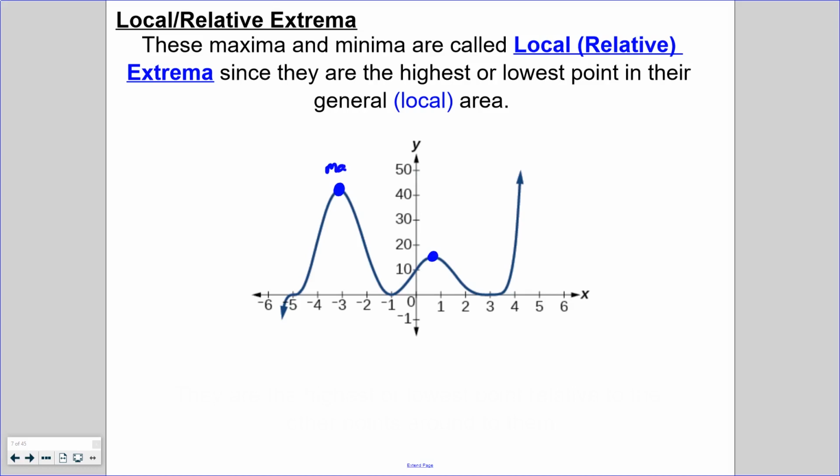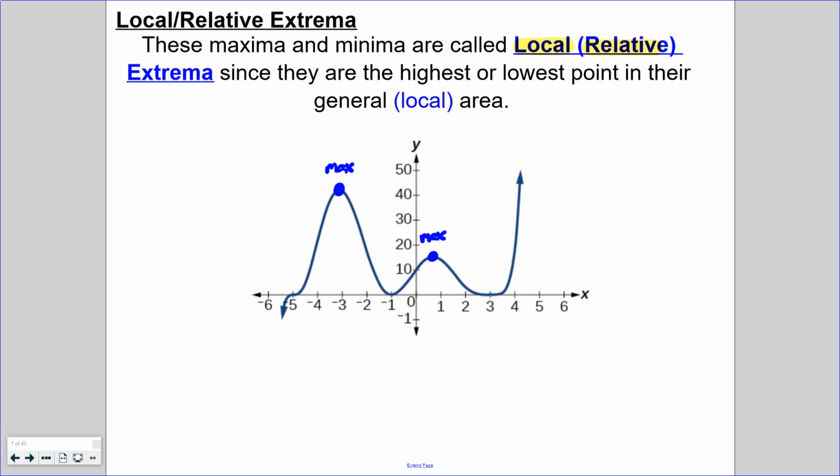And based on our loose definition, these would both be maximum values. However, maximum typically implies the highest point, and we can see that at x equals -3, that maximum has a higher y value than at x equals around 1. So how can both of these be maximum values if one is significantly higher than the other? And that's where this whole local or relative term comes into play.